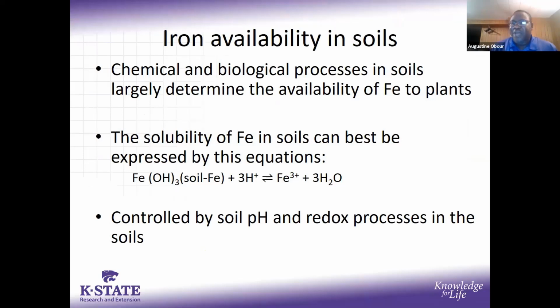So how does iron react in the soil, iron availability in the soil? The availability or solubility of iron is controlled by many chemical and biological processes in the soil. The best equation that sums up all these reactions in the soil is this one here. So we have iron in the soil, mostly in the form of oxides, and these oxides can be reduced to the cationic form, that is iron 3 in the soil. And this is controlled by reactions in the soil like pH and oxidation and redox processes.